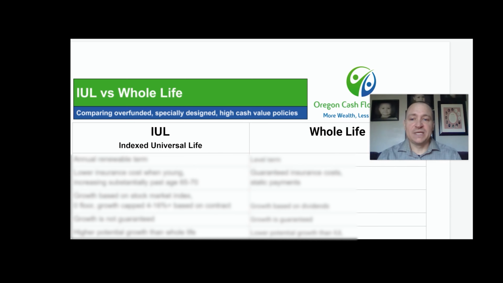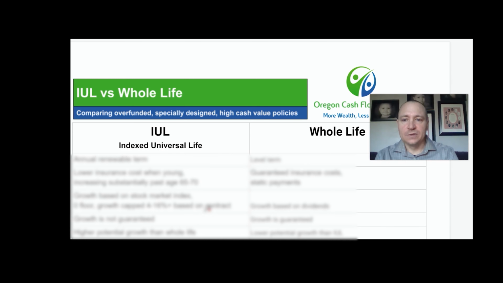So let's jump into this. The basics are we're designing life insurance policies to maximize cash value and minimize the insurance cost. As we go through these, you'll see why we tend to choose one over the other in specific situations.